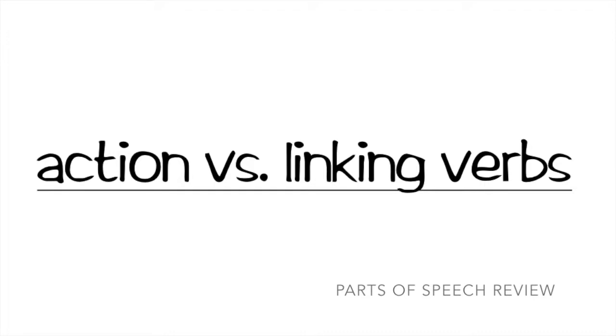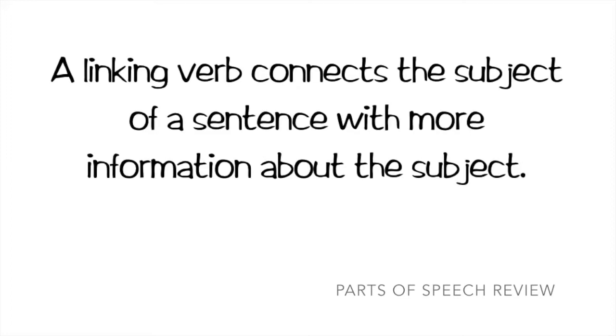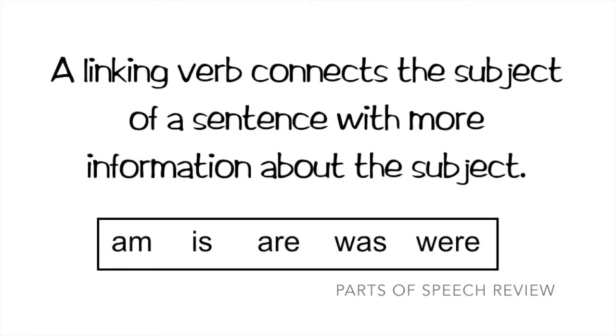Next, we will review action and linking verbs. An action verb is an action word that tells what the subject does or did. A linking verb connects the subject of a sentence with more information about the subject. The linking verbs we will be reviewing are am, is, are, was, and were.